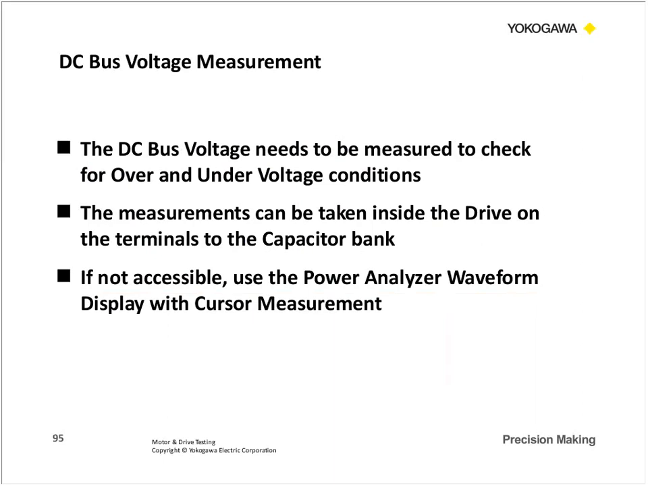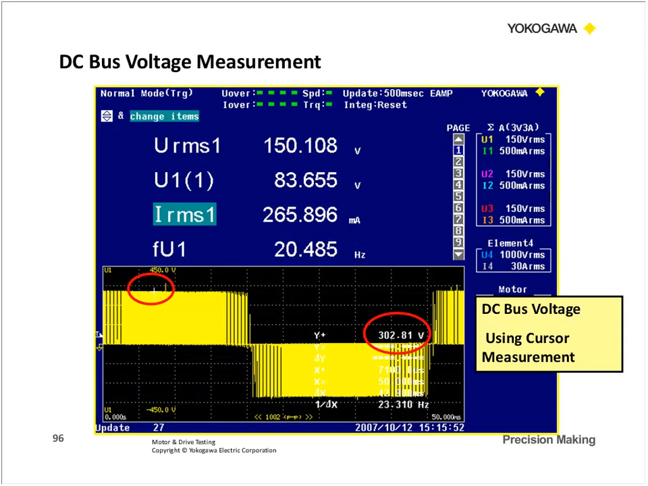Sometimes we may need to look at the DC bus voltage measurement, and we can get inside the drive and try to check that on the capacitor bank. Sometimes that's not available. So we can look at the waveform and put our cursors up on top. If you can see, there's a little white cursor here laying right on top of that. Now, you have to be careful where you place it because we've got spikes in there. But here I was measuring the top of that at 302 volts. So you want to be careful if you're using that cursor measurement that you don't get on top of one of those little noise spikes.